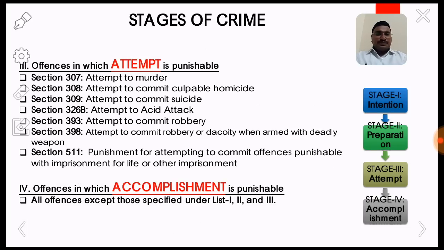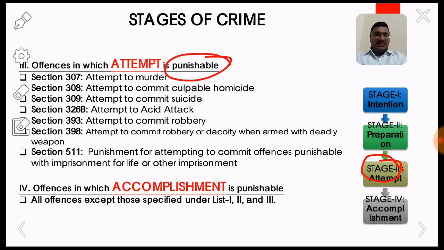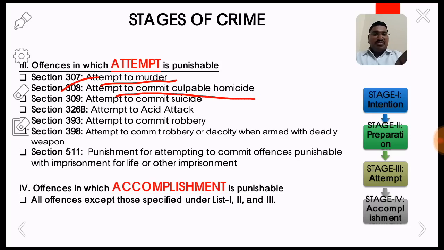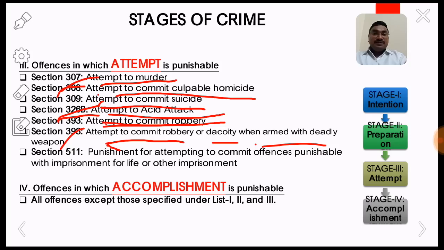Next, the third stage is attempt. The mere attempt is also punishable under IPC. Sections 307, 308, 309, 326B, 393, 398 and 511 speak about the attempts which are punishable under IPC. Attempt to murder under 307, attempt to commit culpable homicide under 308, attempt to commit suicide under 309, attempt of acid attack under the newly added provision 326B, attempt to commit robbery under 393, and attempt to commit robbery or dacoity when armed with deadly weapons under 398.